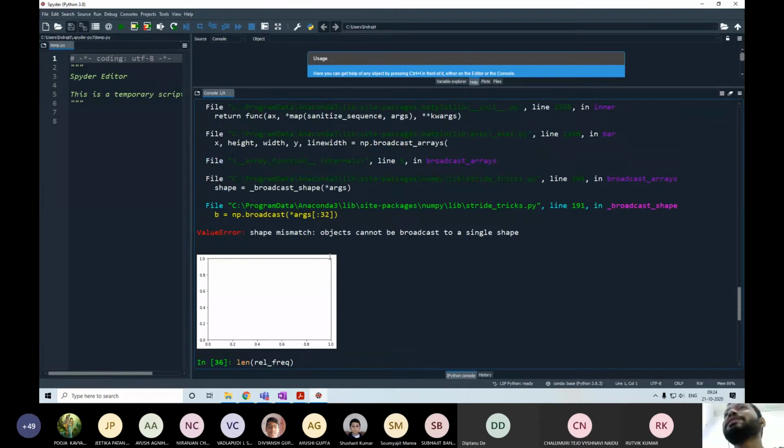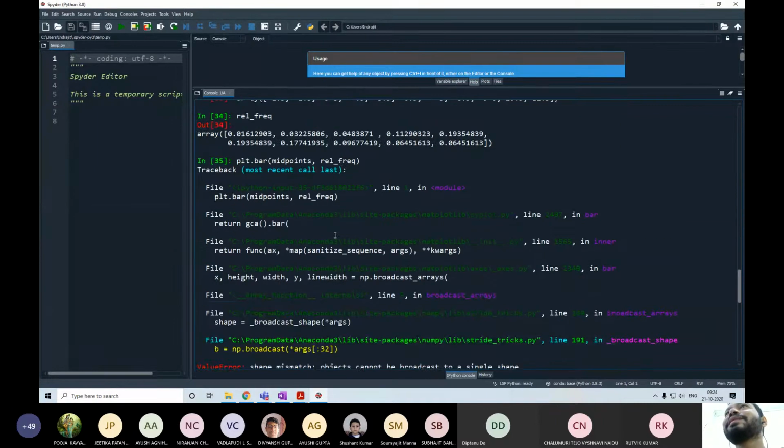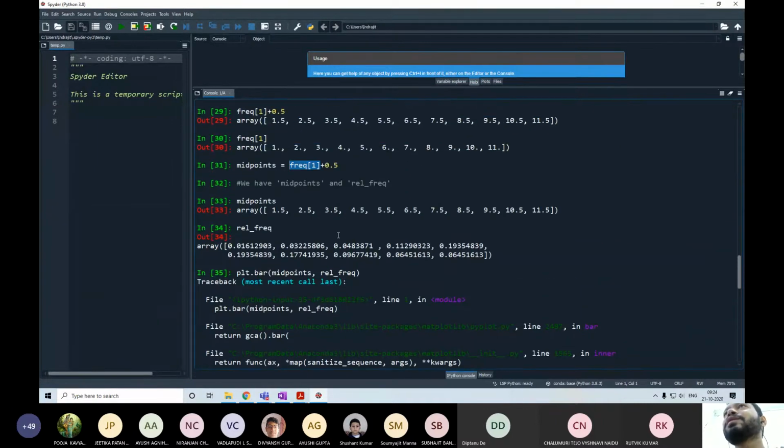And when we are programming, getting this dimensional mismatch, if you could not figure out the dimension, it's a headache actually. So what do we need to do? We need to get rid of this last one, right? The last one is not a midpoint of any class. Actually, the classes were from 1 to 2, 2 to 3, 3 to 4, 4 to 5, and so on. The midpoints are 1.5, 2.5, 3.5, and so on. So the last class midpoint is 10.5. So just erase this 11.5 from the midpoints, okay?